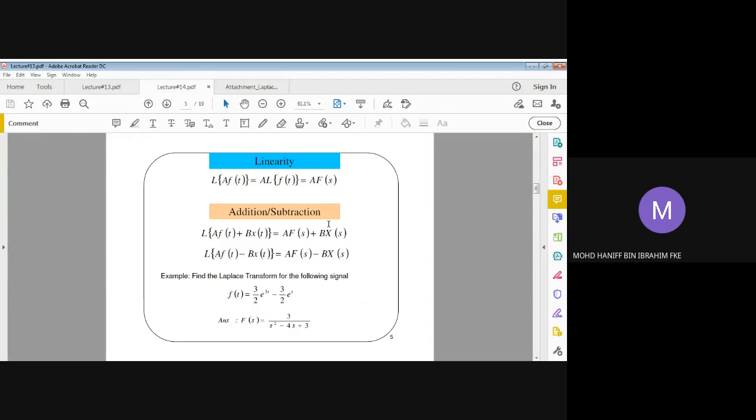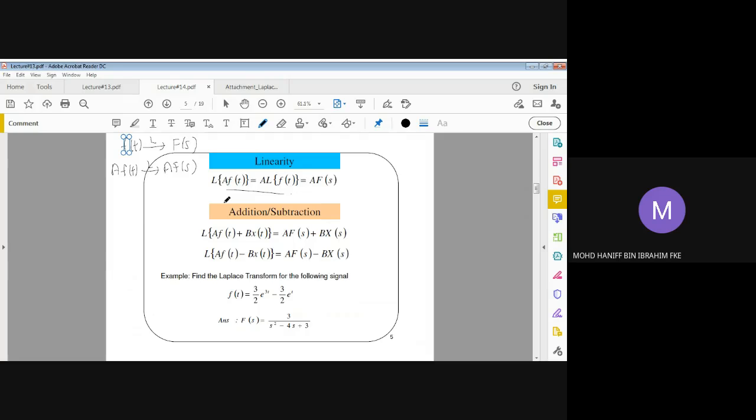We have the linearity property. This property states that if we have a function in time domain f(t), in Laplace transform this can be written as F(s). If we have a multiplication with a constant, let's say a times f(t), its Laplace transform will simply be a similar multiplication, which is a times F(s). This is the property of linearity.